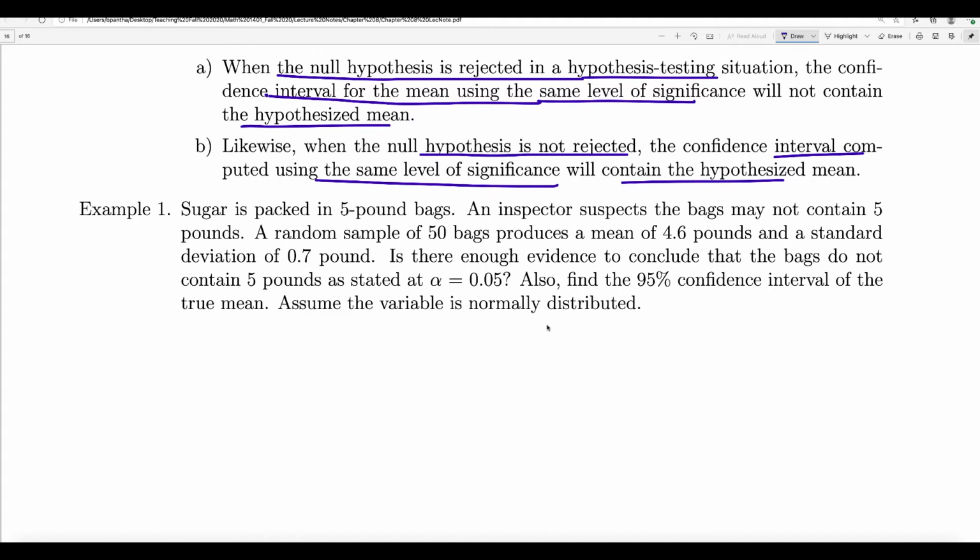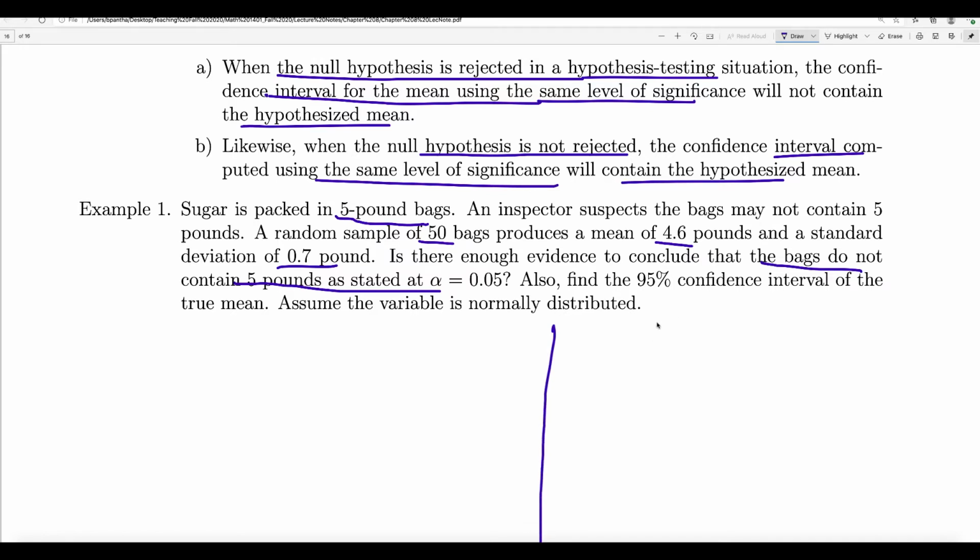In example 1, sugar is packed in 5-pound bags. An inspector suspects the bags may not contain 5 pounds. A random sample of 50 bags produces a mean of 4.6. See? And the standard deviation is 0.7 pound. Is there enough evidence to conclude that the bags do not contain 5 pounds as stated? Okay. Also find the 95% confidence interval of the true mean. Assume that the variable is normally distributed.